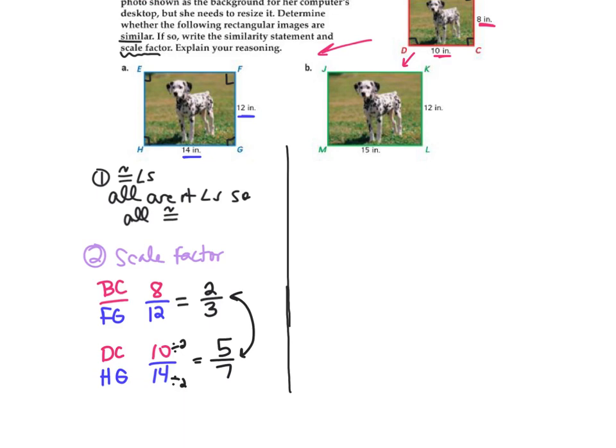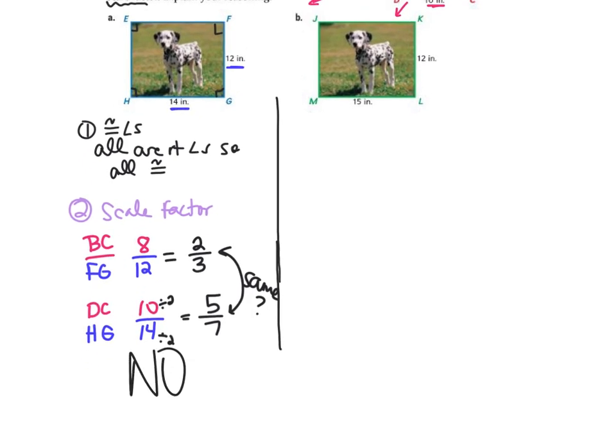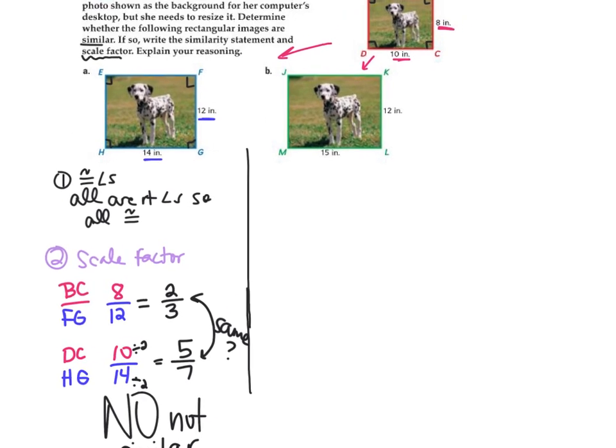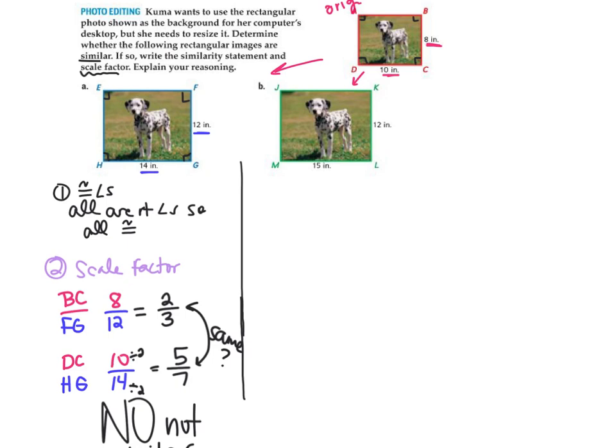So we need to look at these two ratios and say, are they the same? Because remember, in order to have a similar image or a similar polygon, each corresponding side has to have the same proportion, okay? Since these are not the same, they are not going to be similar, okay? So ABCD and EFGH are not similar, all right? So these are done. Now we need to move on and go from red to green.